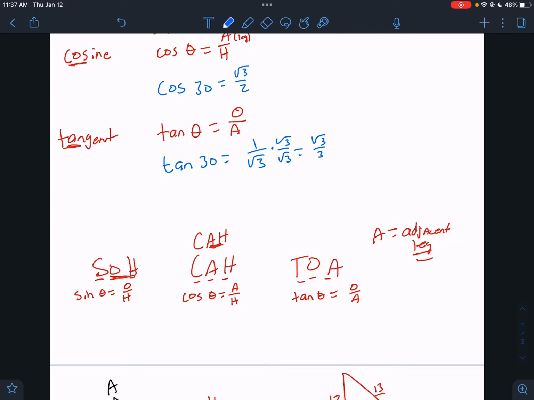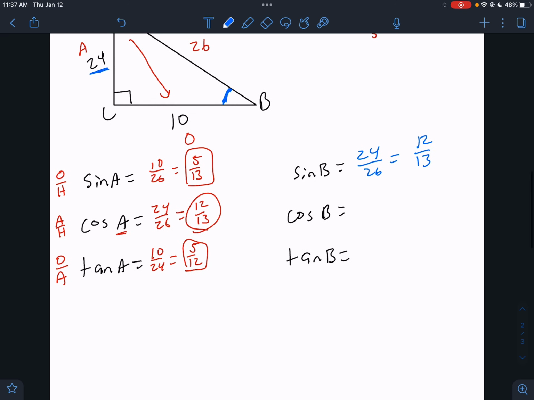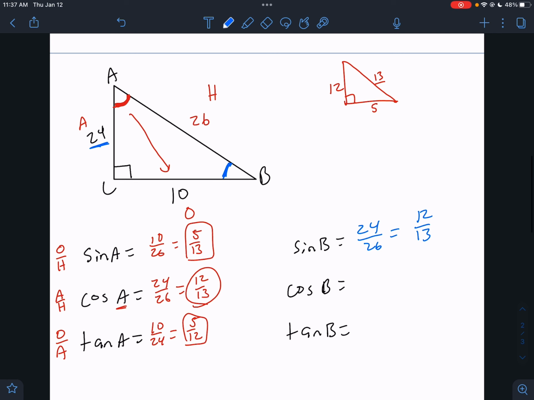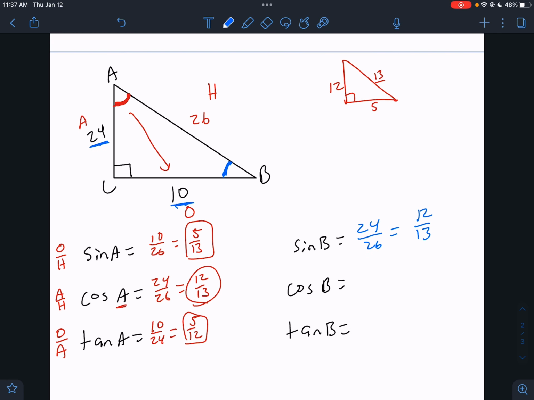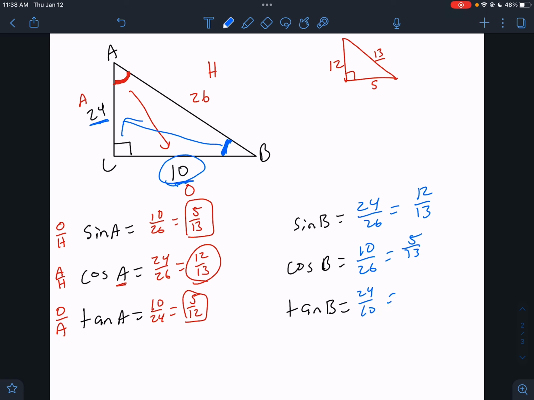So the sine of angle B would be 12 over 13. Cosine is still AH. 10 is the adjacent leg, and 26 is still the hypotenuse. So that'd be 5 over 13. And then tangent of angle B, well, the opposite and the adjacent are just flipped from A, right? If I'm at angle B, here's my opposite, and 10 is my adjacent. So that would be 24 over 10, which reduces to 12 over 5.